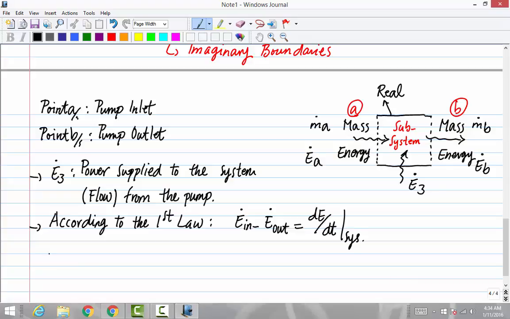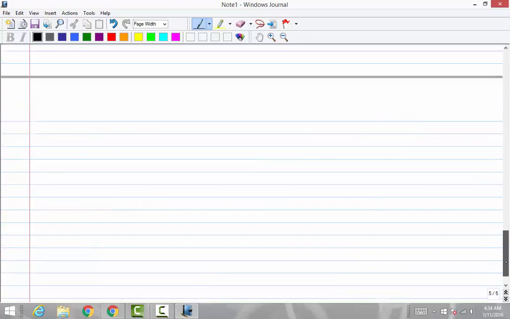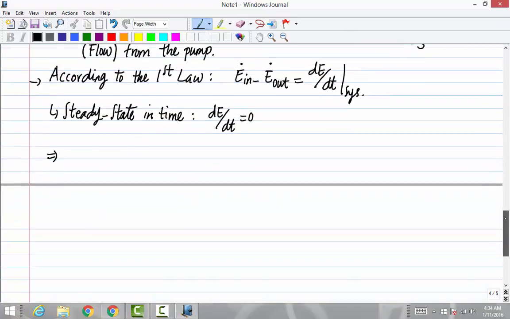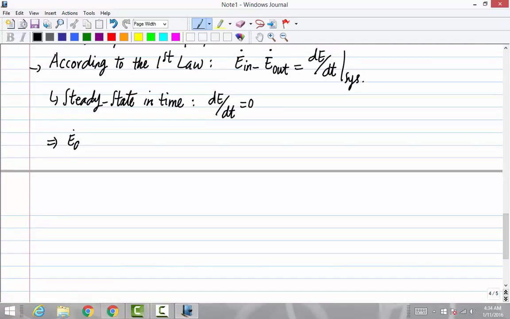right? Also, we know that this example is a steady state example in time, which means there's no change in internal energy overall. So dE over dt would be 0. It's steady. Okay. So if I substitute all these inlets and outlets that I define here in my system, I would have E dot A, the energy carried by mass, inlet, plus E dot 3, sorry, it's not the energy, the power. So again, the power carried by mass coming into the system, plus the power supplied to the system from the pump equals whatever is going out, E dot B, the power carried by the mass out of the system.